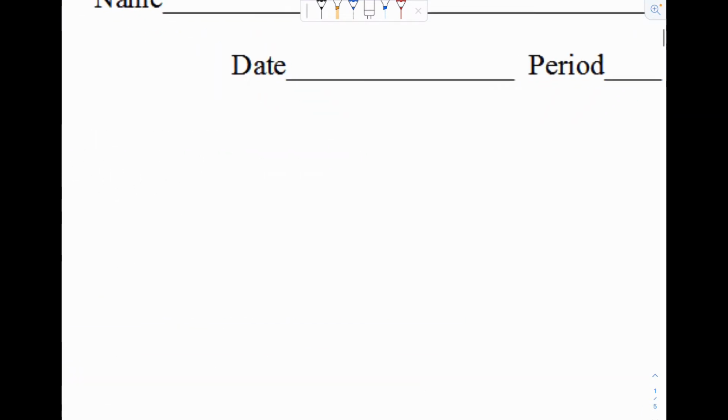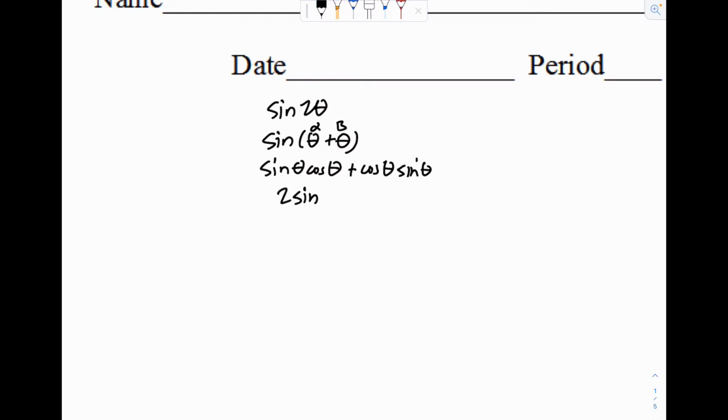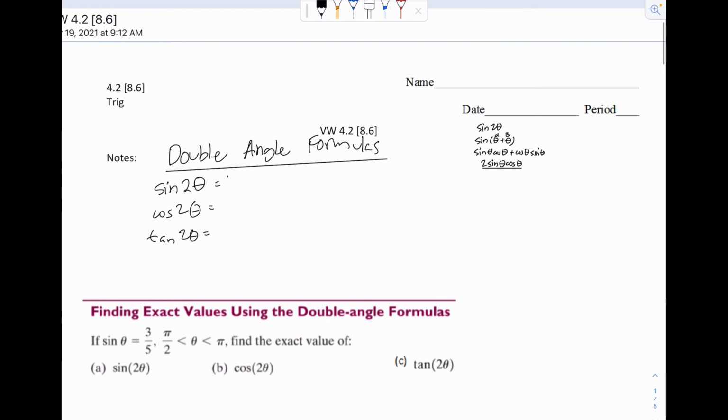So first, let's explore the concept of 2 theta. That's basically saying theta plus theta. There are two of them. And if I think of that as alpha and beta, I can expand it like so. And look at that. I can combine it to get a nice new formula right there. So that's our first formula, 2 sine theta cosine theta.